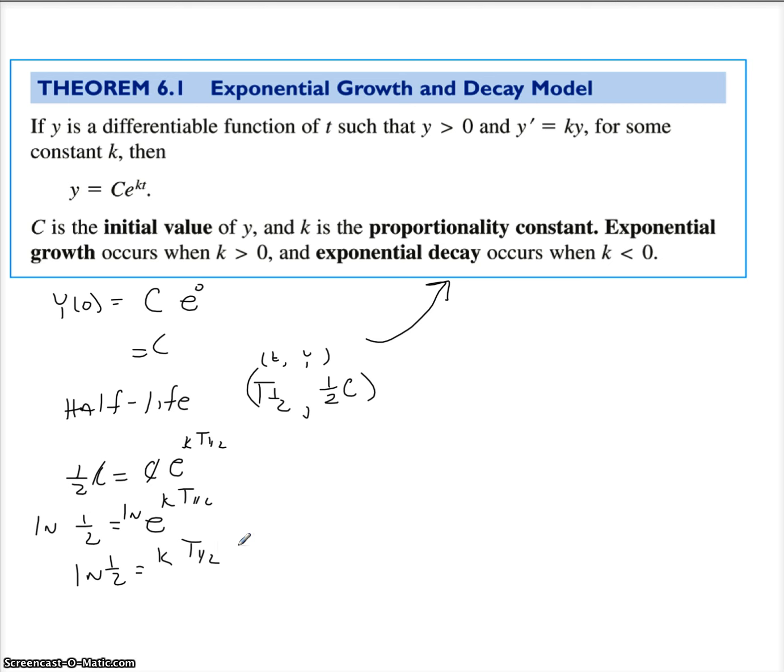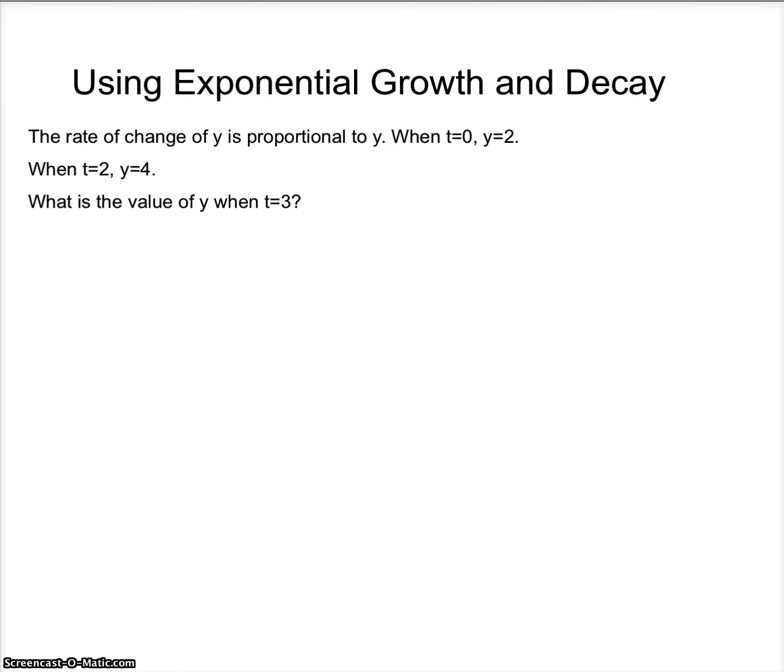So in physics, you probably are going to see this formula. And you're going to see it in the form t of 1/2 is equal to the natural log of 1/2 divided by k. But this is where it comes from. Now, we can use this in solving problems where we only have 2 points.